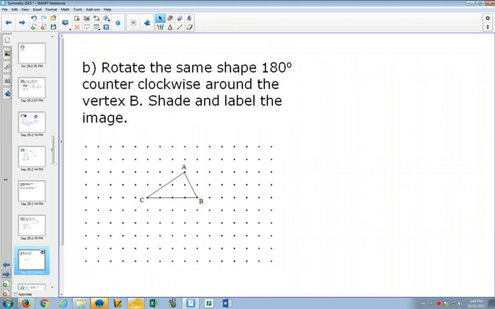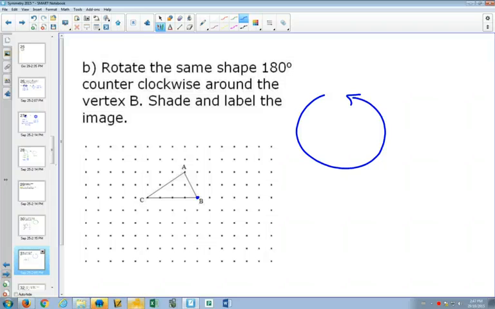Yep. We're going to take this same shape. Now we're going to rotate this one over the vertex B 180 degrees counterclockwise. So that's going around this way 180 degrees. Draw your shape. I'll put the answer up in a second, and you can check if you were able to get it right.